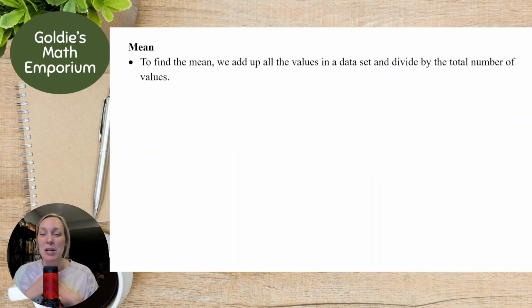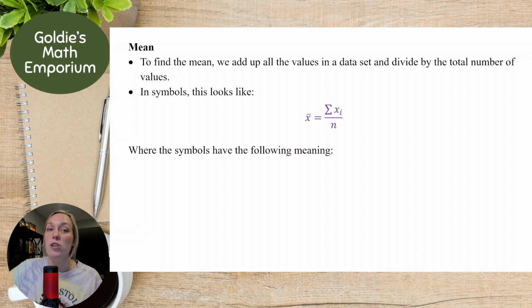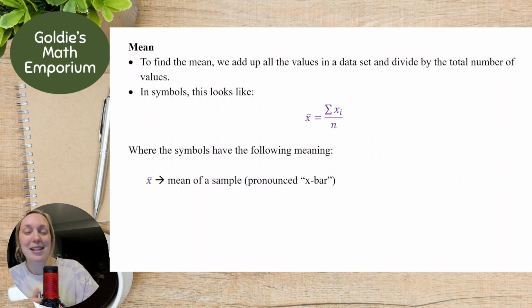Being a high school student now, you know everything about the mean because it's how your grades are calculated, right? In order to calculate the mean, you add up all the values in the data set and divide by the total number of values. Now, in our formula sheet, in math symbols, this is what it looks like. So we have x bar equals capital sigma x sub i divided by n. Now, what does all of that even mean?